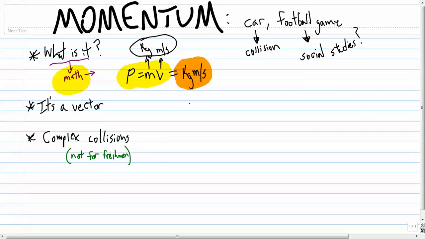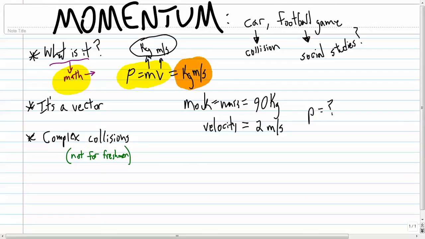So let's say that we've got someone like me, and my mass is, depending on what season it is, somewhere around 90 kilograms. And let's say that I'm moving with a velocity, and I'll cover this in a second. I'm going to kind of ignore it for now, but we're going to say that my velocity is 2 meters per second. So what is my momentum? Well, my momentum is my mass times my velocity, and that turns out to be 180 kilogram meters per second.